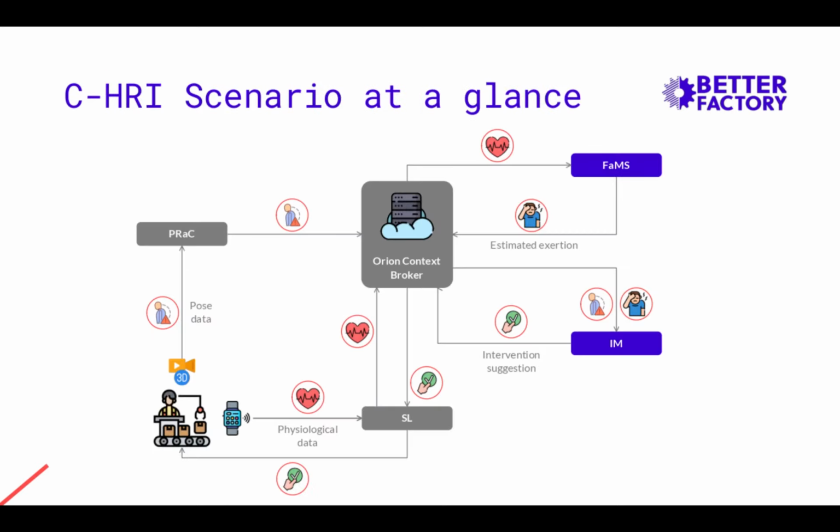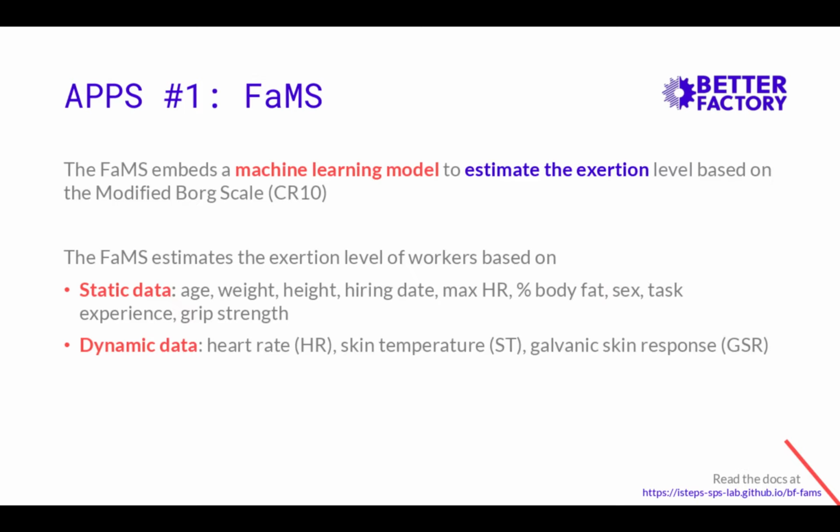Here we can see the C-HRI scenario at a glance. Different tools are exchanging data by means of the Orion Context Broker, which maintains up-to-date the current status of factory entities. In such a way, FAMS and IM can read the most recent workers' conditions as soon as they're sent to the broker by SL and PRIC. Let's see in more detail how FAMS and IM work.